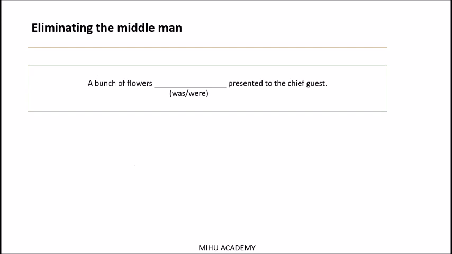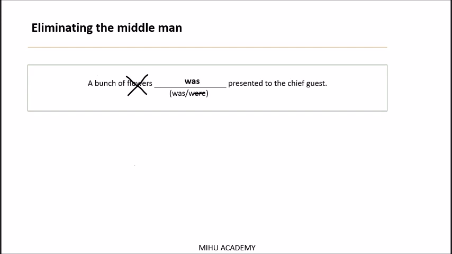So what is coming between the subject and the blank, which is the verb here? Flowers. So eliminate flowers. What is left over? A bunch. Is this singular or plural? Singular. Generally we use a and an to represent singular. So a bunch, singular. So what is the blank here? Was. A bunch of flowers was presented to the chief guest.